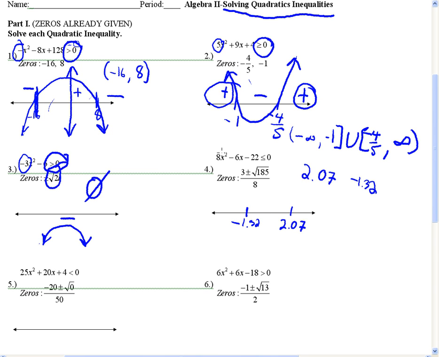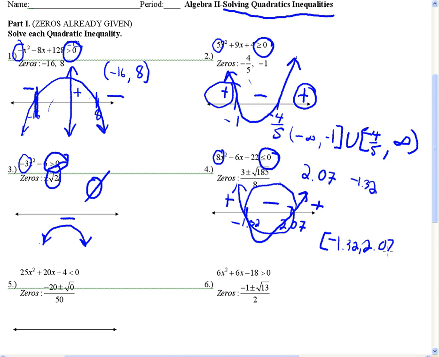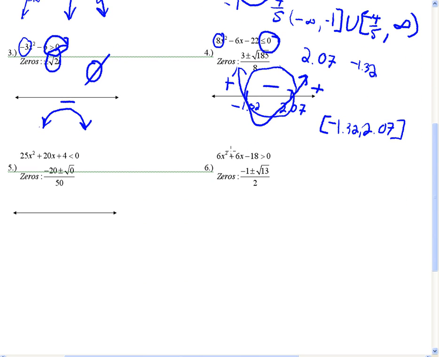Now let's take a look at the leading coefficient. It's positive, so it's going to open up, so it's going to look like this. And again, it's going to be plus, minus, plus. Let's take a look at the question. Where is it less than or equal to 0? We can see that happens in the middle here. So including the zeros this time, because it's or equal to, negative 1.32 to 2.07. All right, let's take a look at these bottom two questions here.